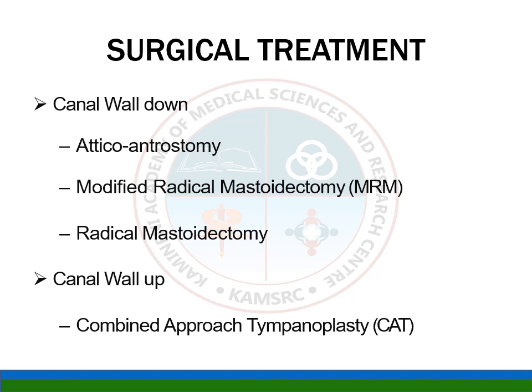The surgical treatment of cholesteatoma, or of atticoantral disease, is itself a very big topic. I will explain each of them, what canal wall down surgery is, what canal wall up surgery is, what radical mastoidectomy is. All this terminology I will explain with a separate PowerPoint. For this class you should remember canal wall down and canal wall up. Again, canal wall down is atticoantrostomy, modified radical mastoidectomy, radical mastoidectomy. Canal wall up means combined approach tympanoplasty. Canal wall down means the posterior canal wall you should lower. Canal wall up, you need not lower it.